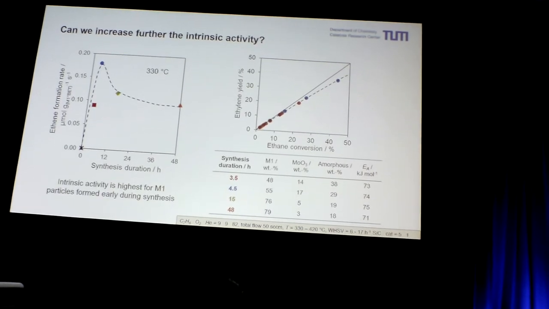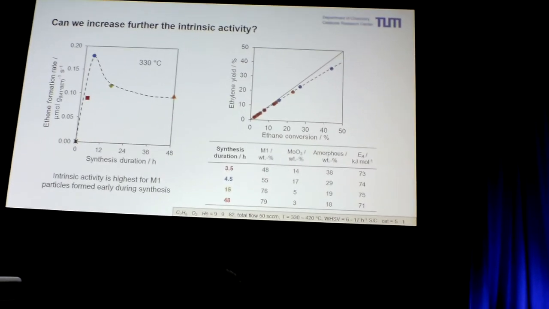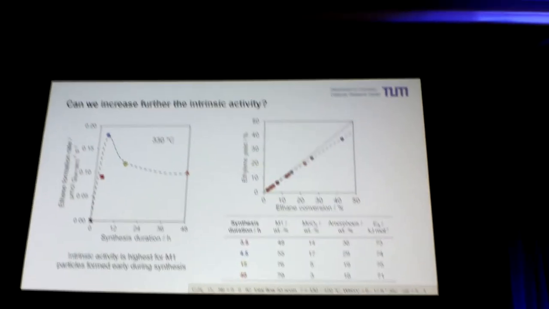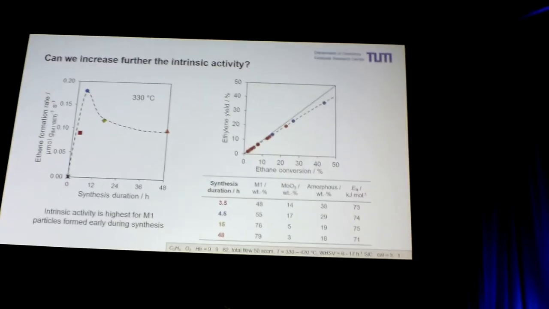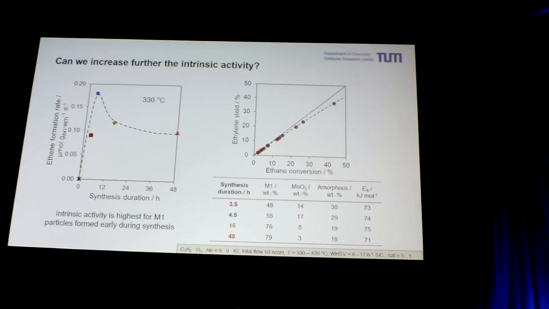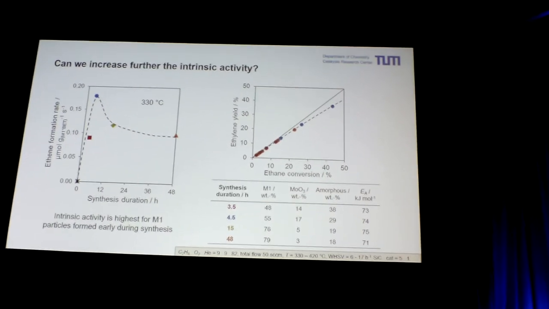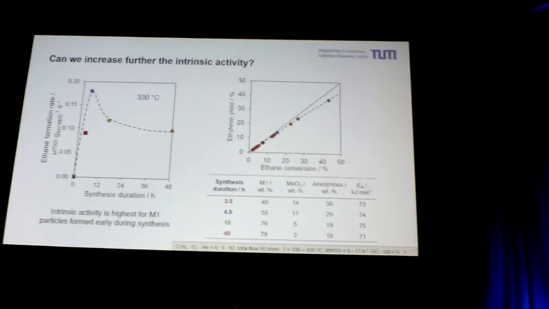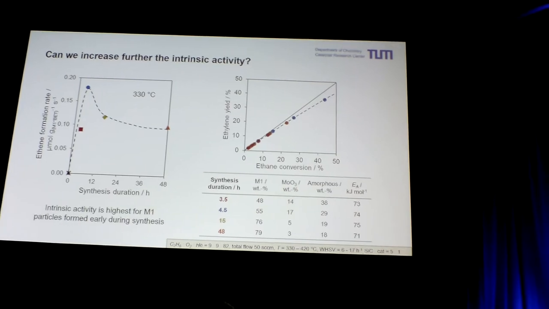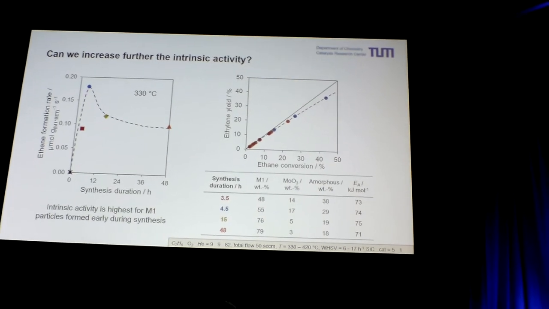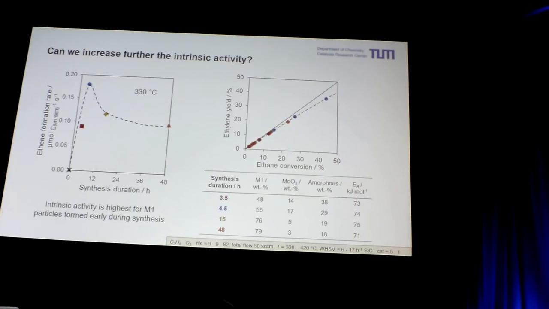So these are solids prepared at very short synthesis times. Here we compare the formation rate of ethylene normalized per M1 and surface area. All the catalysts perform more or less the same, so the ethylene selectivity versus ethane conversion falls on the same line. So they behave the same, but we have different concentrations of active sites, and it seems that we have a maximum around 4 hours of synthesis.